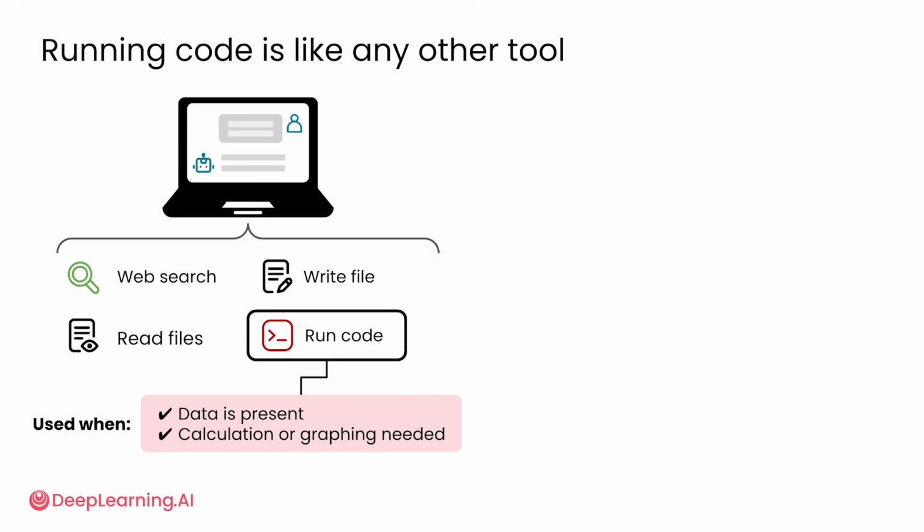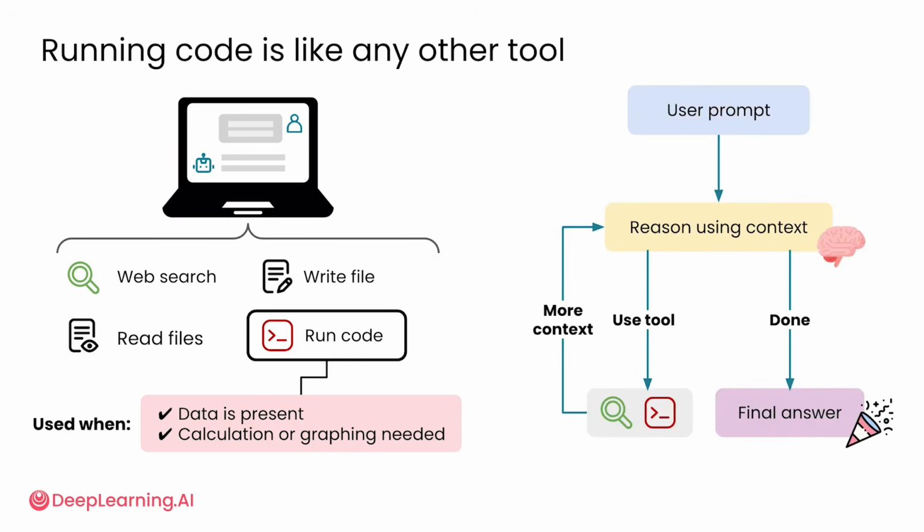We saw previously how a reasoning model might input a user prompt, reason for a while using the context, and occasionally decide whether or not it needs to use a web search tool to get more context. In this case, it has the option of not just using a web search tool, but also a run code or code execution tool in which the AI can write a basic computer program to analyze data, compute averages, plot a graph, or whatever is needed in order to get to the final answer.